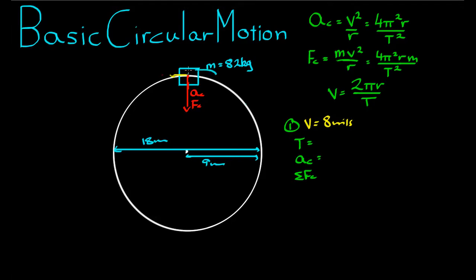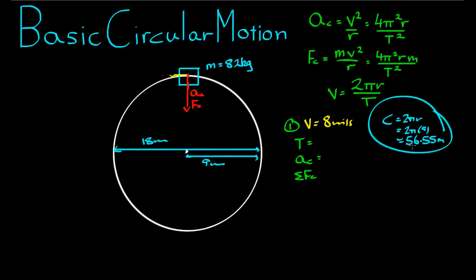So, let's figure out the circumference of this circle. Circumference is equal to 2 pi r, that's 2 pi times 9, and that's approximately equal to 18 pi, 56.55 meters. This is also the distance he travels when he goes around the circle once.